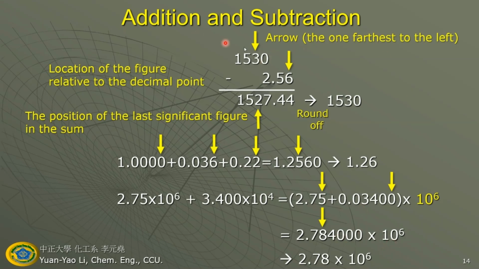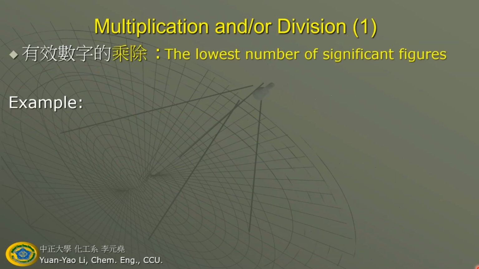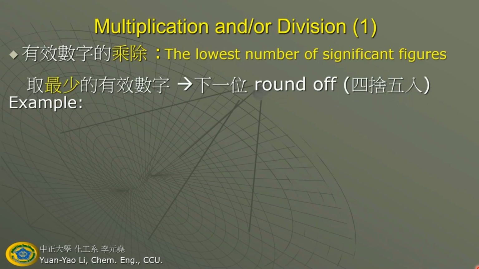Okay, so this is addition and subtraction. Okay, next topic. How do you do multiplication and division? The key point is the lowest number of significant figures. If you have three numbers and you do the multiplication and division, you take the lowest number of significant figures for your final answer. Okay, let me make an example for you.